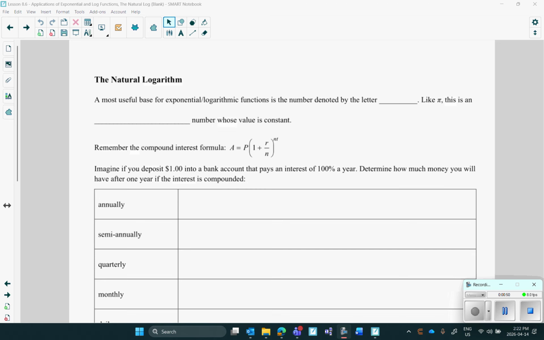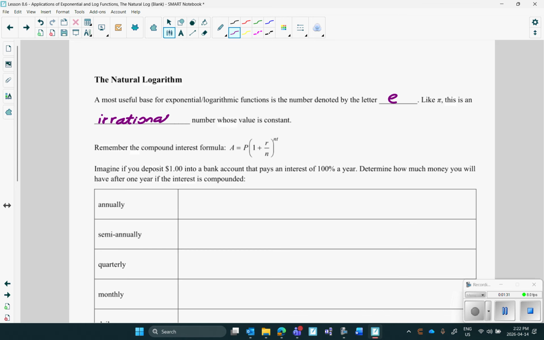a number that never ends or never repeats, similar to pi, which is an irrational number. And it is a special number because it represents continuous growth and continuous decay. And this number we refer to as the letter E. And like I said, it is a decimal number that never repeats or never ends, which means we call it an irrational number.